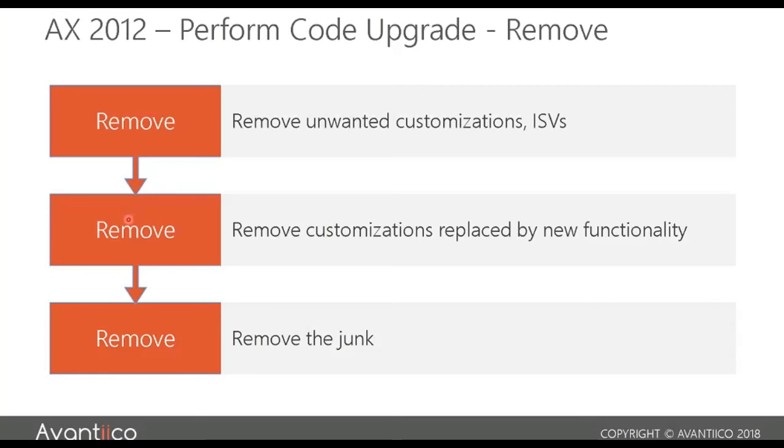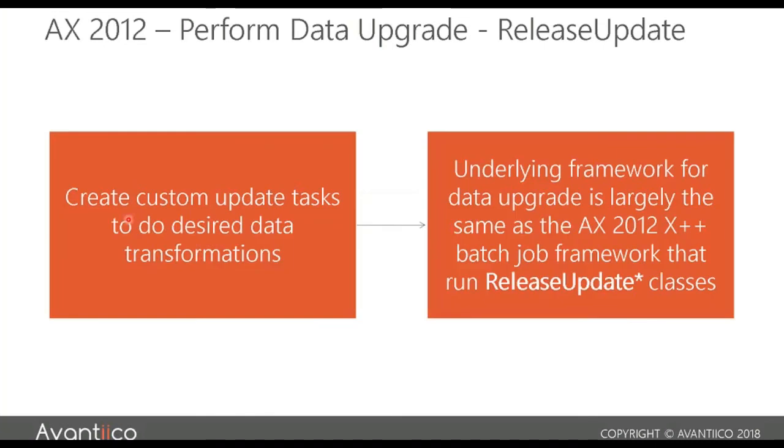So recommendation would be to look at your existing customizations. What is not needed? What could you remove for new functionality? What could you replace with a new ISV solution or drop an ISV solution? So again, we would do the code first. Then we would do the data.